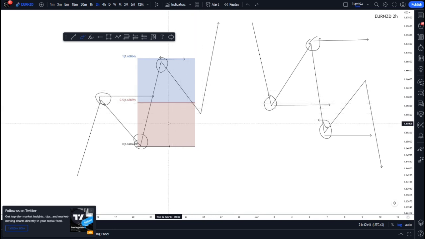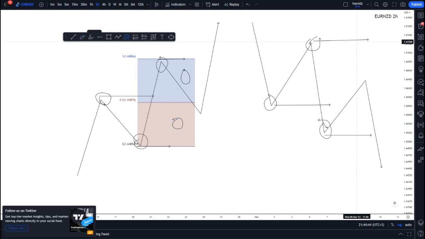So the premium level is this area here, this blue area. This blue area right here is what we call the premium. Sorry, it's not the discount, it's the premium level, this blue zone right here. And this red zone is what we call the discount zone, or the discount area, in an uptrend.